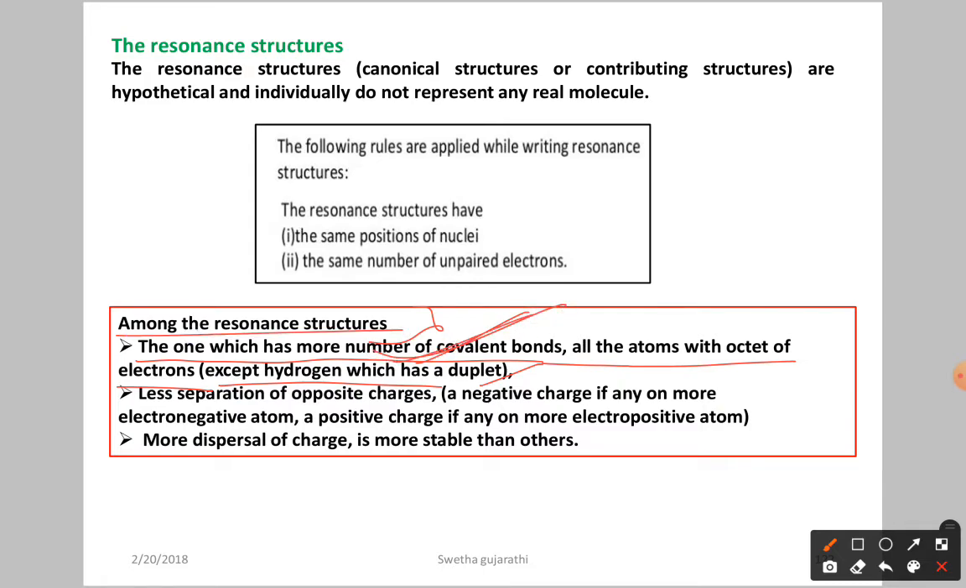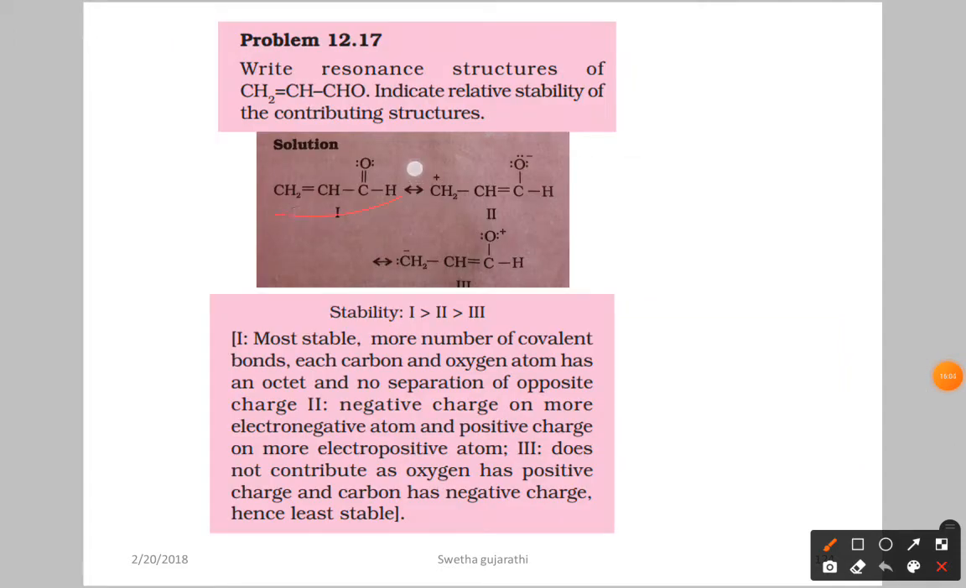So in the given example, according to our rules, this is the most stable. Now for the second one, look at the charges: negative charge should be on the more electronegative atom and positive charge on the more electropositive atom. Here we have the negative charge, and here we have the positive charge. As you know very well, oxygen has the higher electronegativity, so the negative charge is on the oxygen atom and the positive charge is on the less electronegative atom. So according to our condition, this is the second priority.